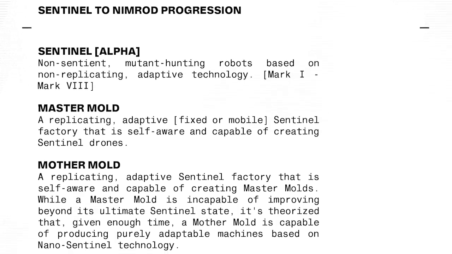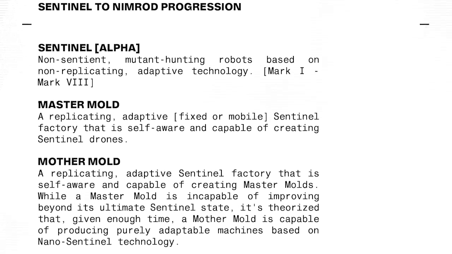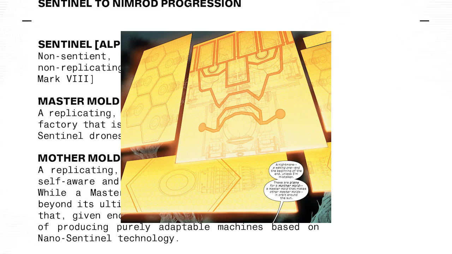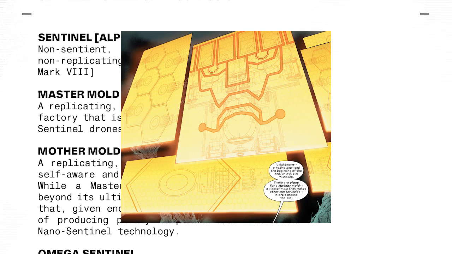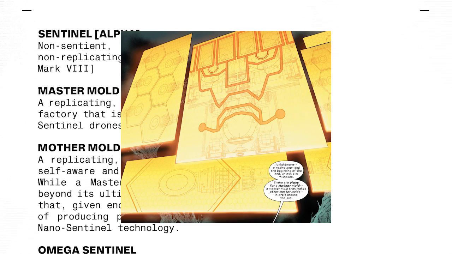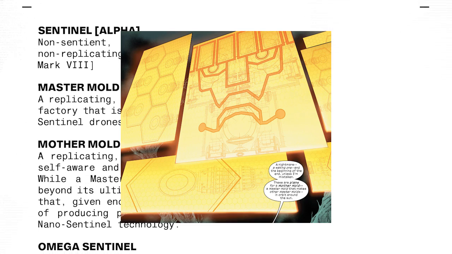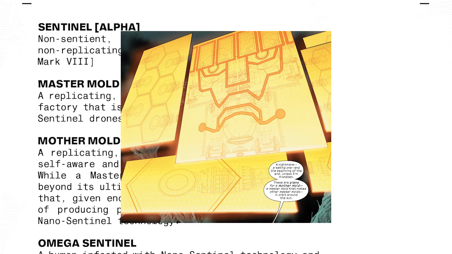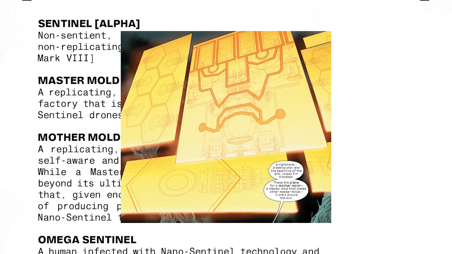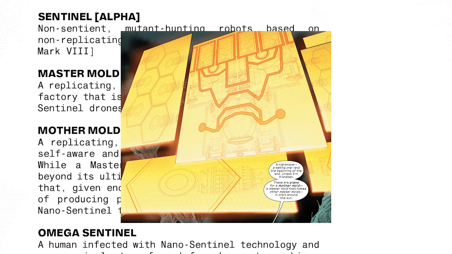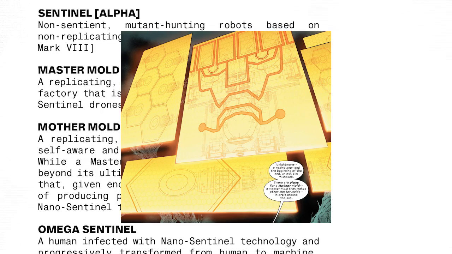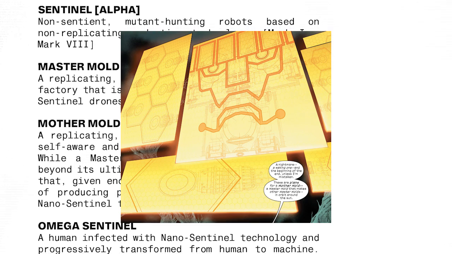Now, from the master mold, you go into the mother mold, which is what Hickman is giving us here. A mother mold is basically a replicating adaptive Sentinel factory, right? It's basically a master mold, and it's self-aware like a master mold is, insofar that if there's a scenario of danger and the master mold cannot overcome that danger, it will leave and go somewhere else where it can continue creating Sentinels. A mother mold will do the exact same thing. It'll do whatever it needs to do to eliminate threats to its existence so it can continue with its programming and creating Sentinels.